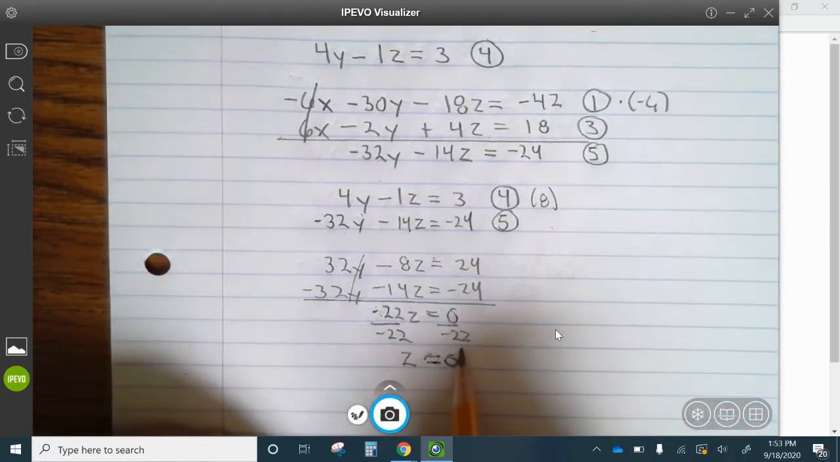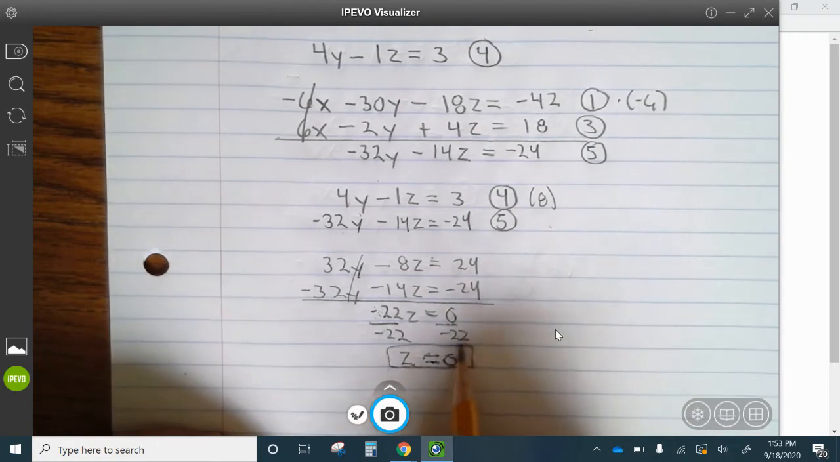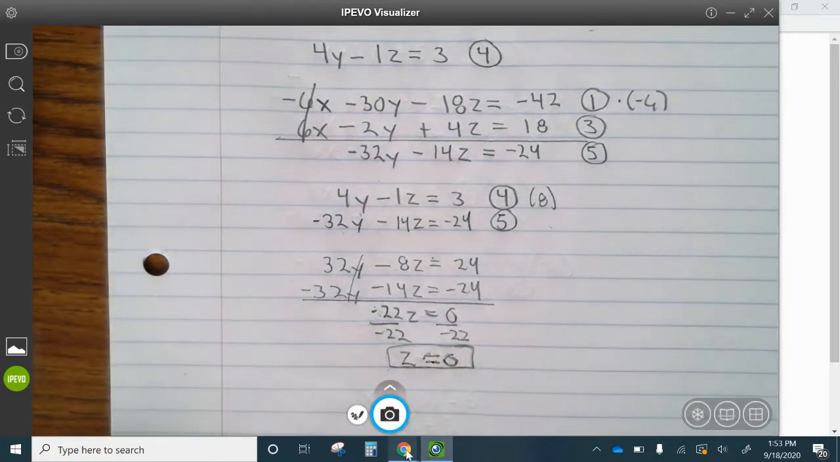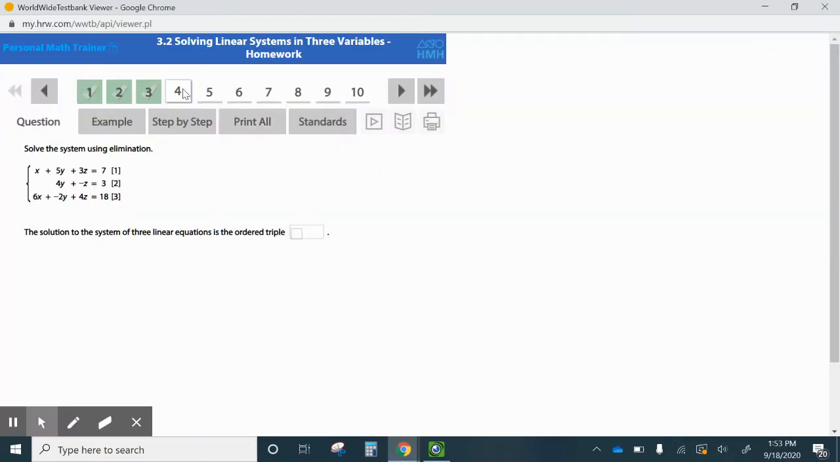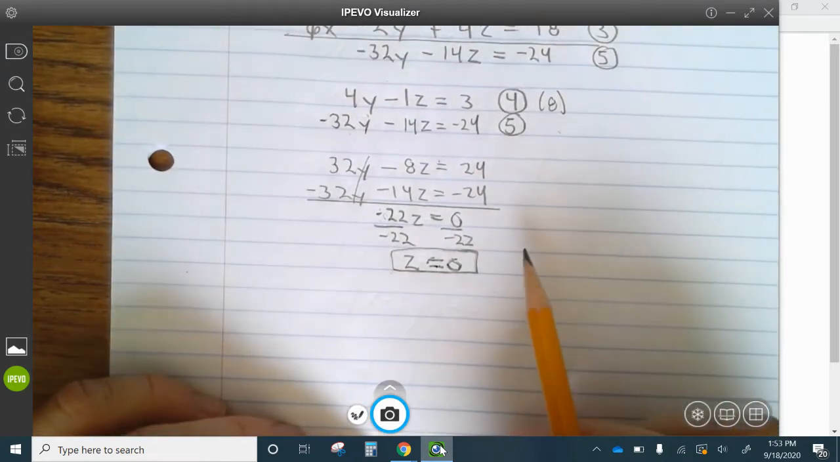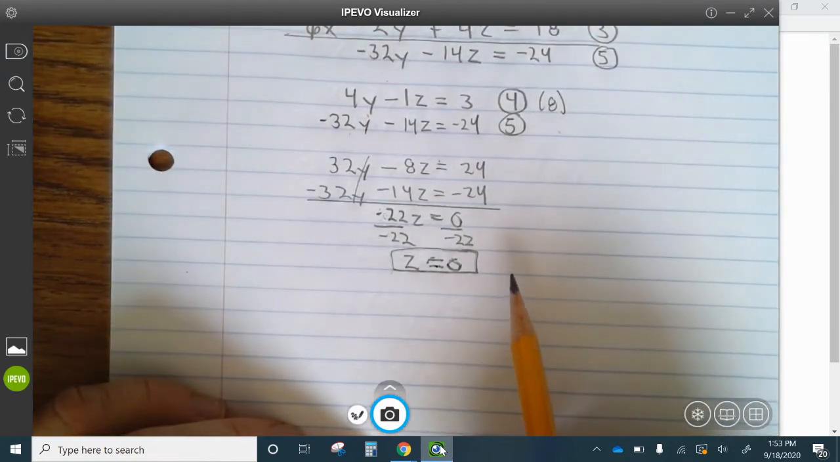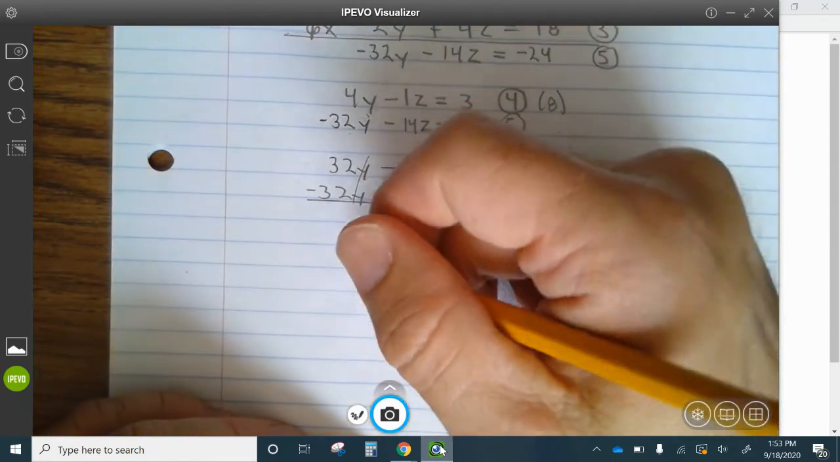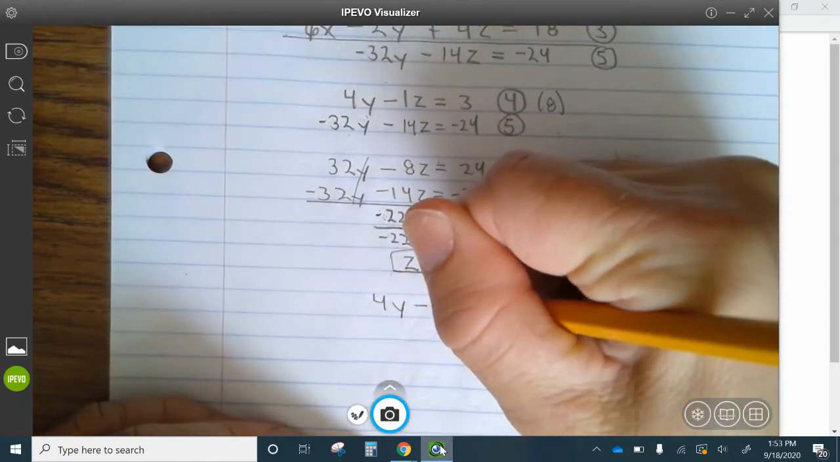Sorry, the problem looks familiar, but it is what it is. So then we're going to plug in 0 for z, so that's 4y minus 1 times 0 equals 3. I feel like we've gotten this before, but we get 4y equals 3. Divide both sides by 4, so y equals 3/4.